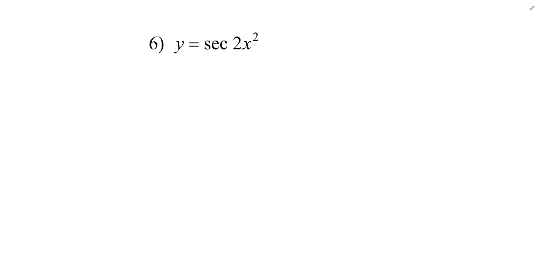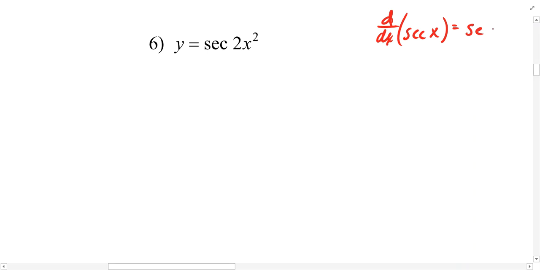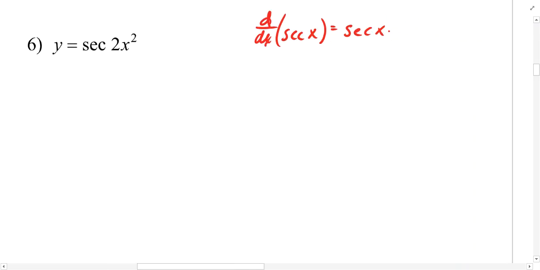For problem number 6, even though this is a trig function that we don't see all that often, this is one of the derivative rules that you should have memorized. The derivative of secant of x is equal to secant of x times tangent of x.